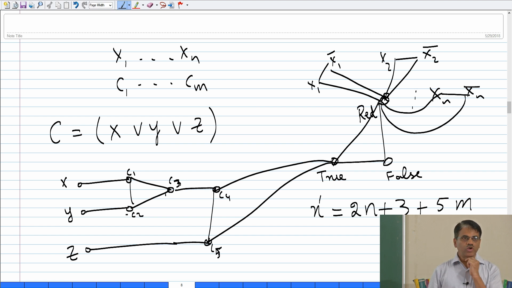Okay, so now what do I have to show? I have this huge massive graph. Well, massive, it just has some 2n plus 3 plus 5m vertices, and maybe some linear number of edges, not too many edges. And what do I have to show? The original formula is satisfiable if and only if this graph has a 3 coloring.